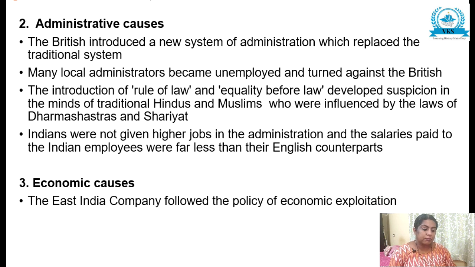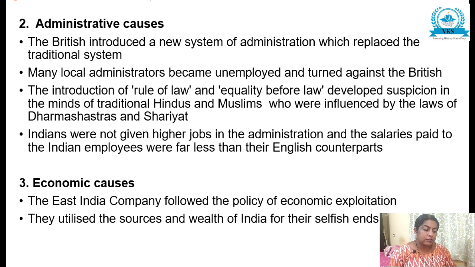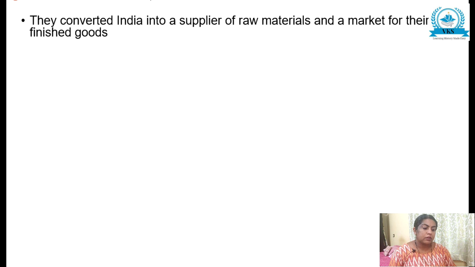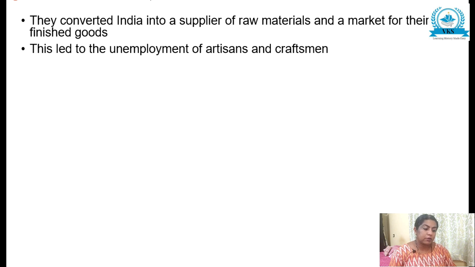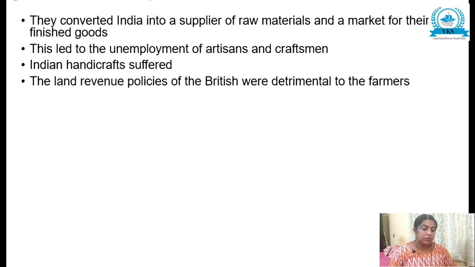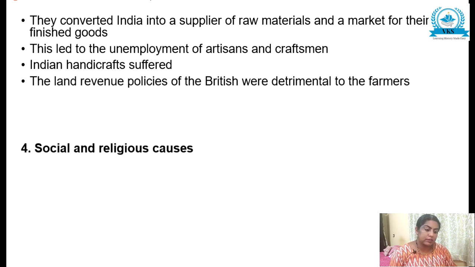Third is economic cause. The East India Company followed the policy of economic exploitation. They utilized the sources of wealth of India for their selfish ends. They converted India into a supplier of raw materials and a market for their finished goods. This led to unemployment of artisans and craftsmen. Indian handicrafts suffered. The land revenue policy of the British was detrimental to the farmers.